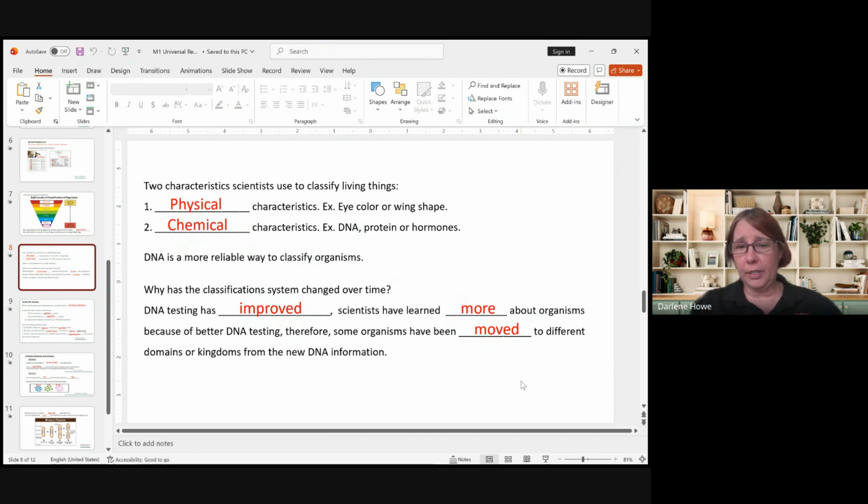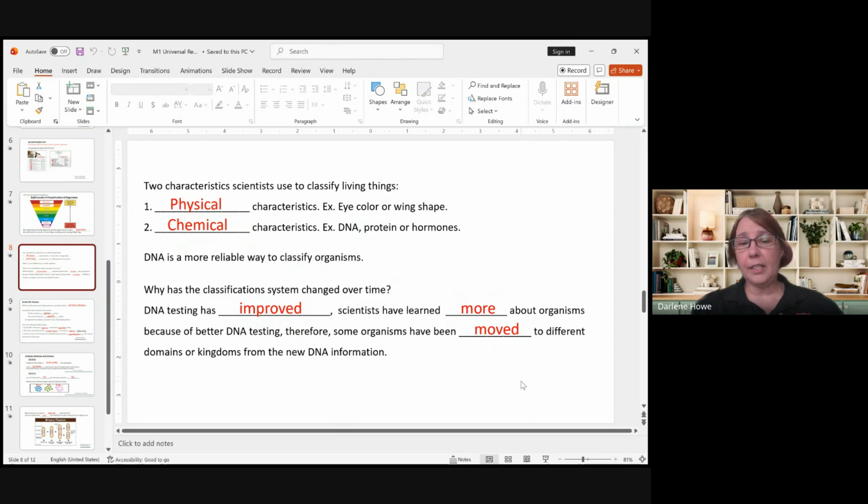Chemical characteristics are things like DNA, proteins, hormones. All these different things can also be used to pinpoint whether these animals are related to each other or not, and which classification they belong in. DNA is a more reliable way to classify organisms.